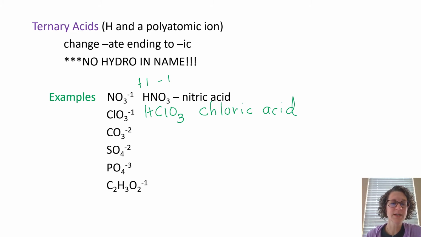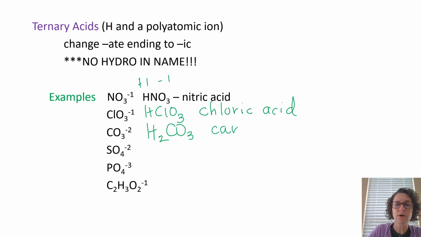All right, the next one, CO3, it's a -2 now. Because it's a -2, I need 2 H's. So H2CO3. CO3 on its own is carbonate. When I put it in its acid form, it is carbonic acid.